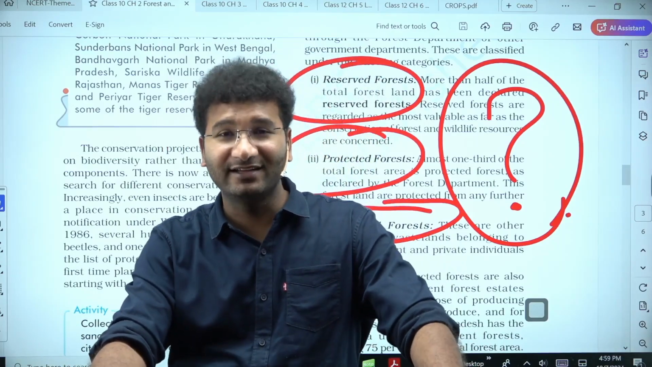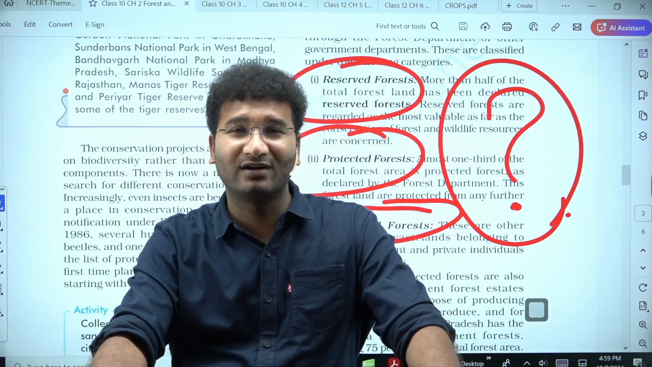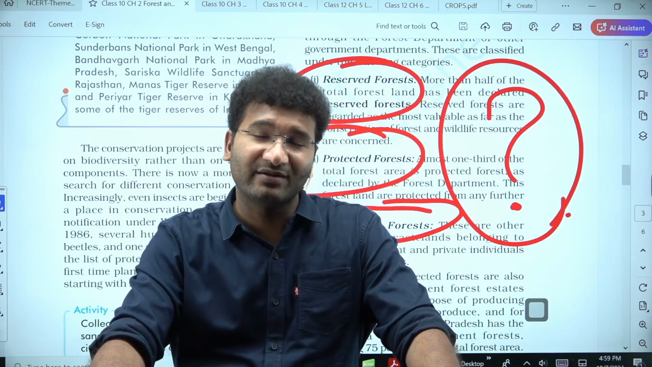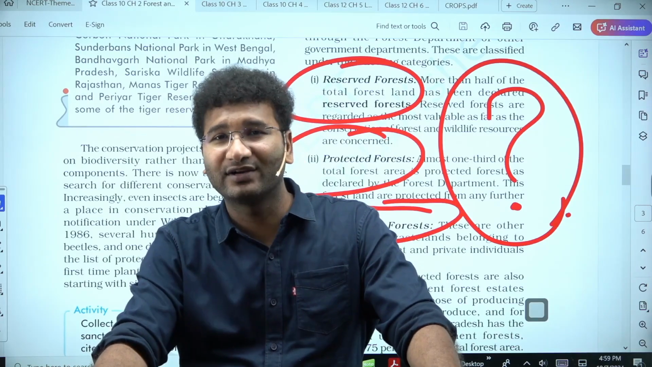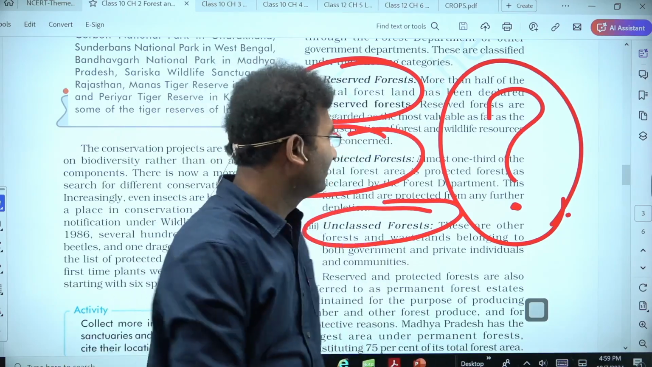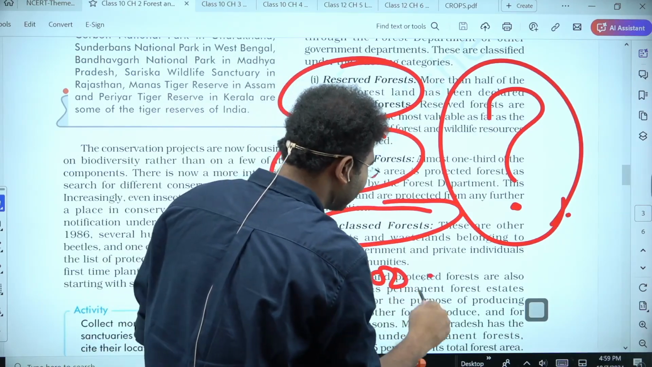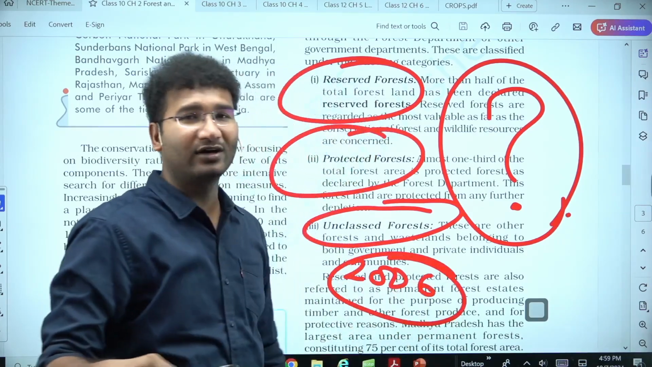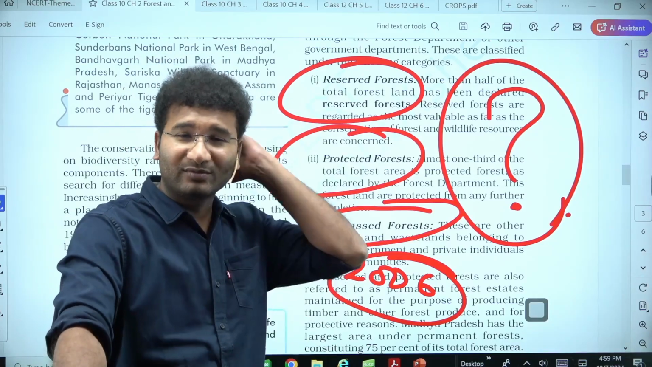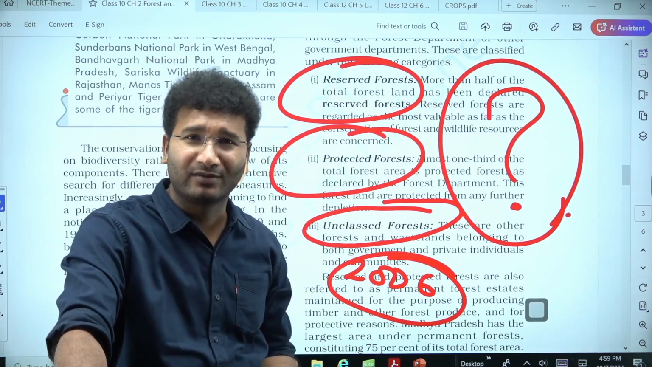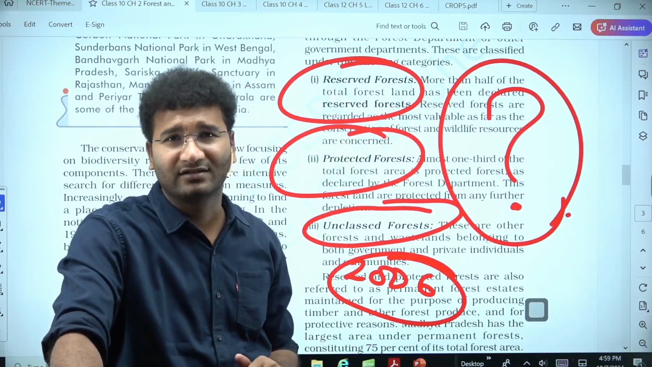We have been trying for years together to come to a conclusion. For the first time since independence, what is a forest was defined in the year 2006 in a case called the Godavarman case. In the Godavarman case, forest is defined for the first time. But how do you define a forest?